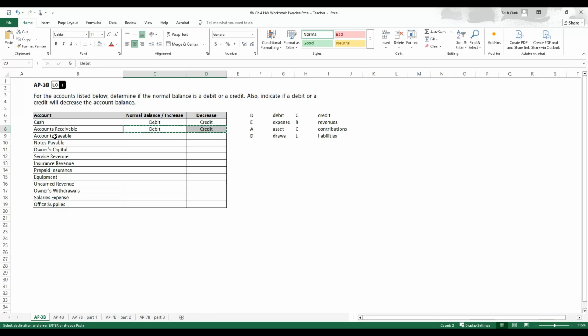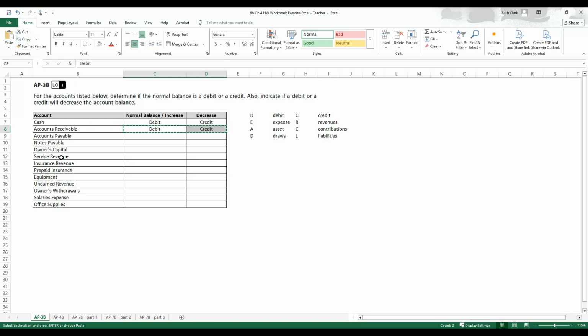And so remember, accounts payable, that's a liability. Notes payable is a liability. Owner's capital. You can also think of contributions here as with capital, the same thing. And so that's going to be equity and a credit increase. Revenues. And really, we could look for any of these accounts that increase with a debit. So let's look for expenses, assets, and draws here.